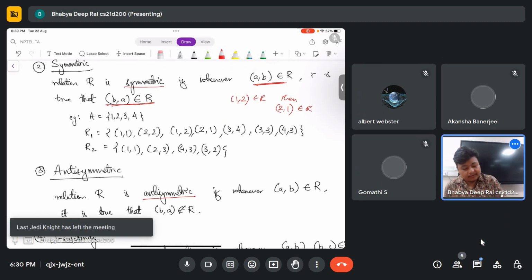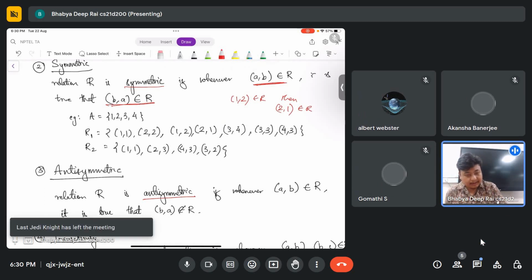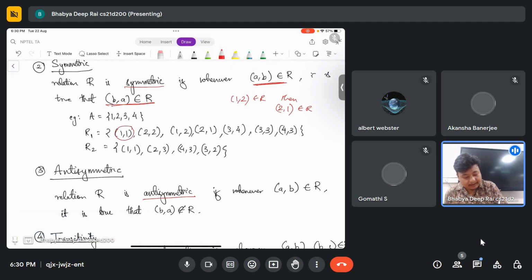Let's look at it. Is R1 symmetric? That is what we want to check. (1, 1): flipping gives (1, 1) again, and it is obviously in the relation. (2, 2): flipping gives (2, 2) again, and it's there in the relation. (1, 2): flipping it, I get (2, 1). Is (2, 1) in the relation? Yes, it is. So far it is symmetric. If I flip (2, 1), I get (1, 2). So this is also fine.